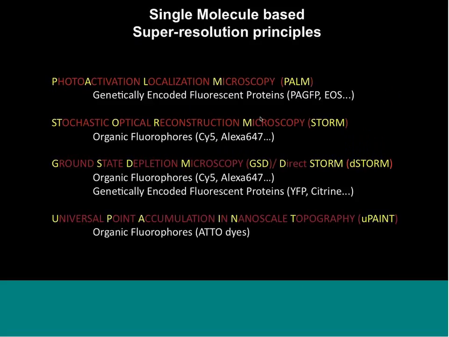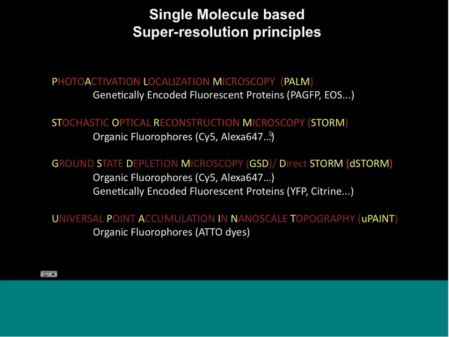Of technique before I go into the detail on how it works. So you will hear about PALM, STORM, dSTORM, GSDIM, and also the PAINT technique. They all rely on different photophysical properties of your fluorophore. But at the end, the principle is the same: to localize a large number of individual molecules, no matter if it's a genetically encoded fluorescent protein or an organic fluorophore.